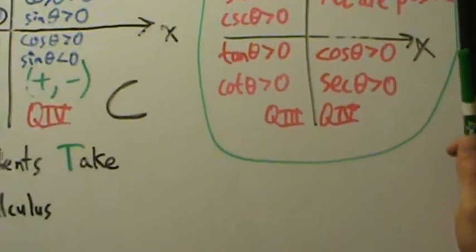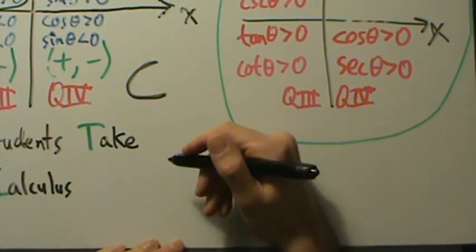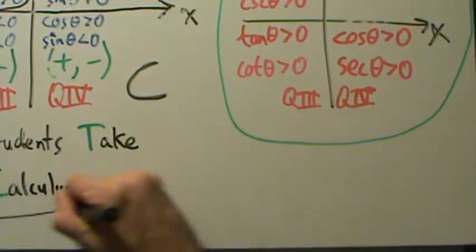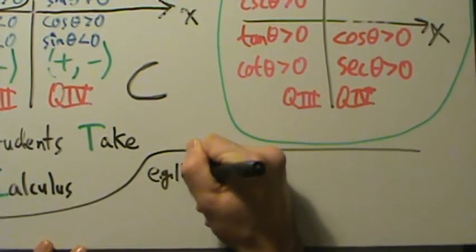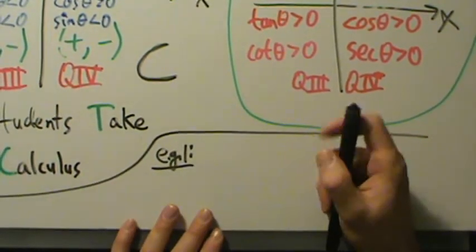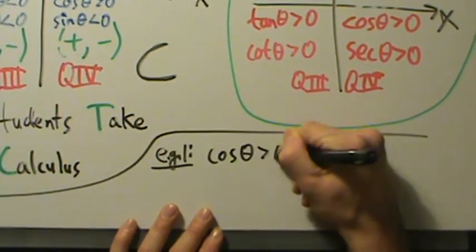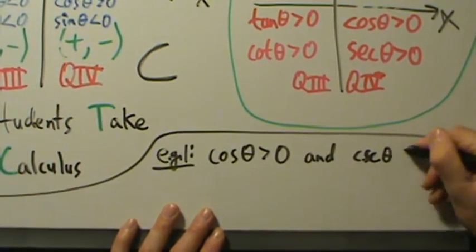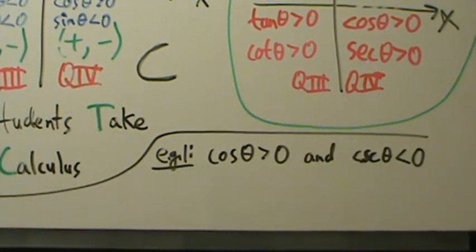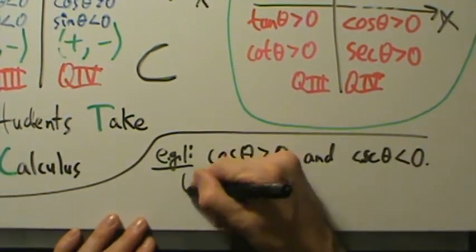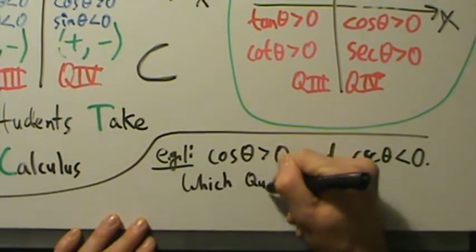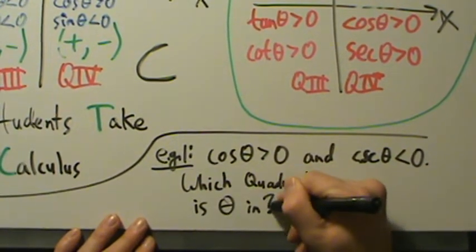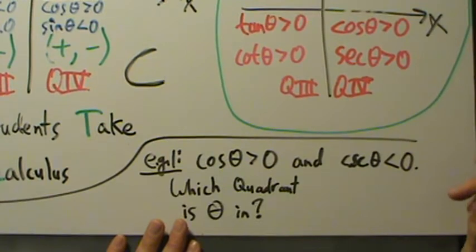Okay? So let's do some quick examples here. So example 1. Okay, so example 1. Let's see, cosine of theta is positive and cosecant of theta is negative. Okay, so let's say that. Which quadrant is theta in? Question mark.